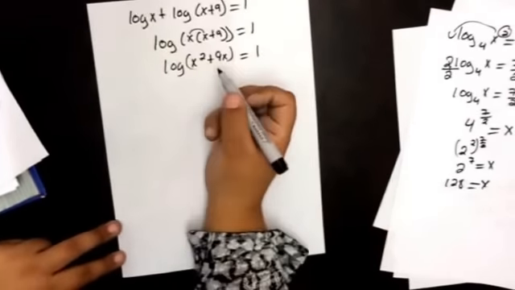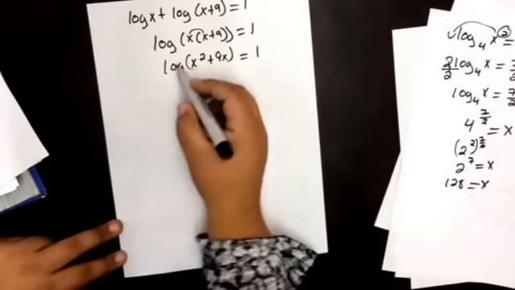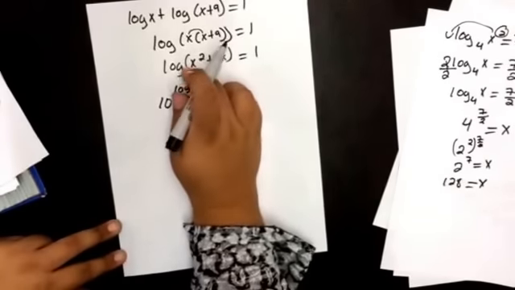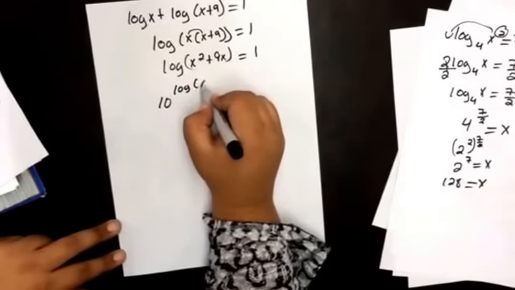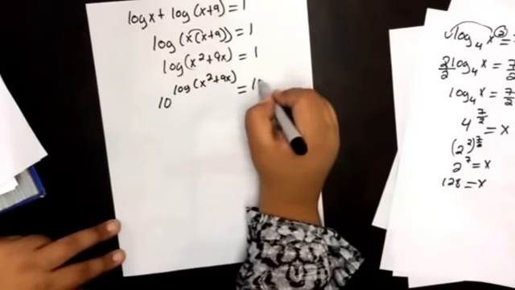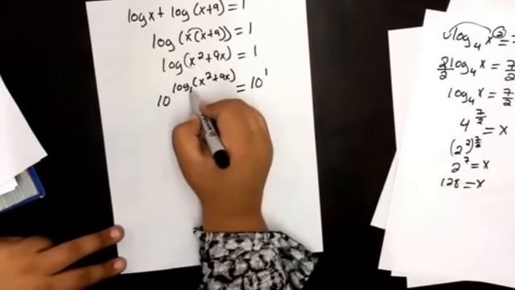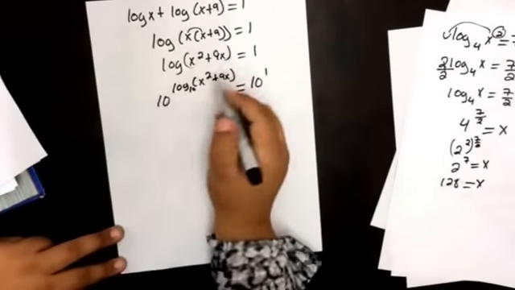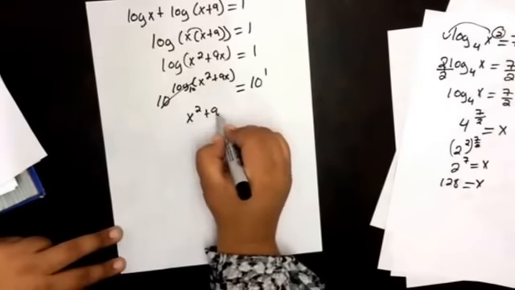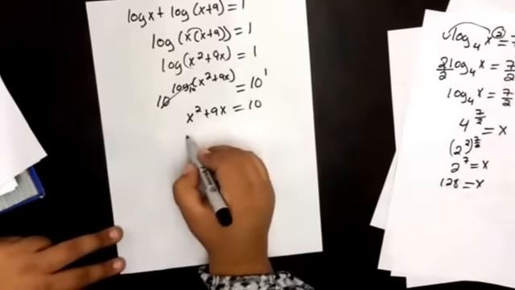What I want to do is write it as an exponent. So I'm going to use 10 to the log. Since you don't see a base, it's base 10, of x squared plus 9x equals 10 to the 1. Since the bases are the same, they cancel. So we end up with x squared plus 9x equals 10.